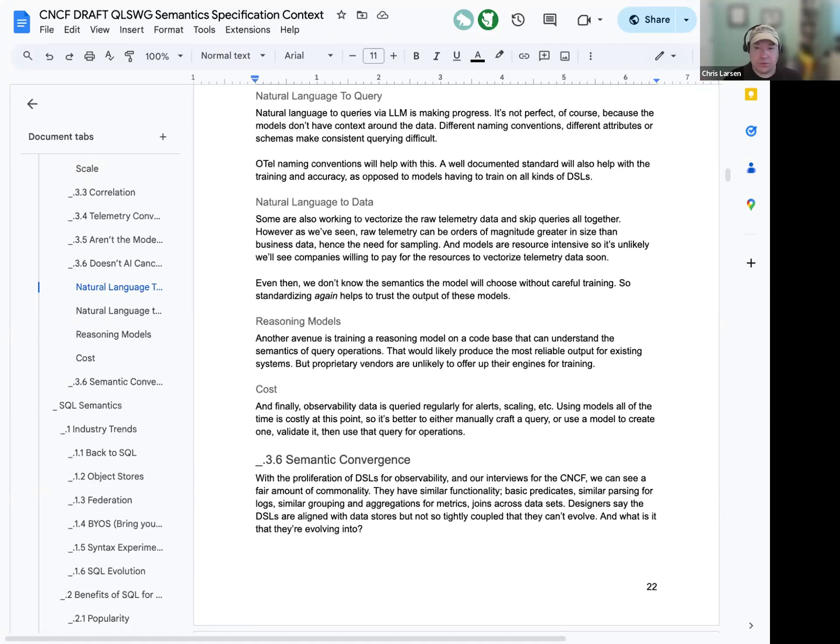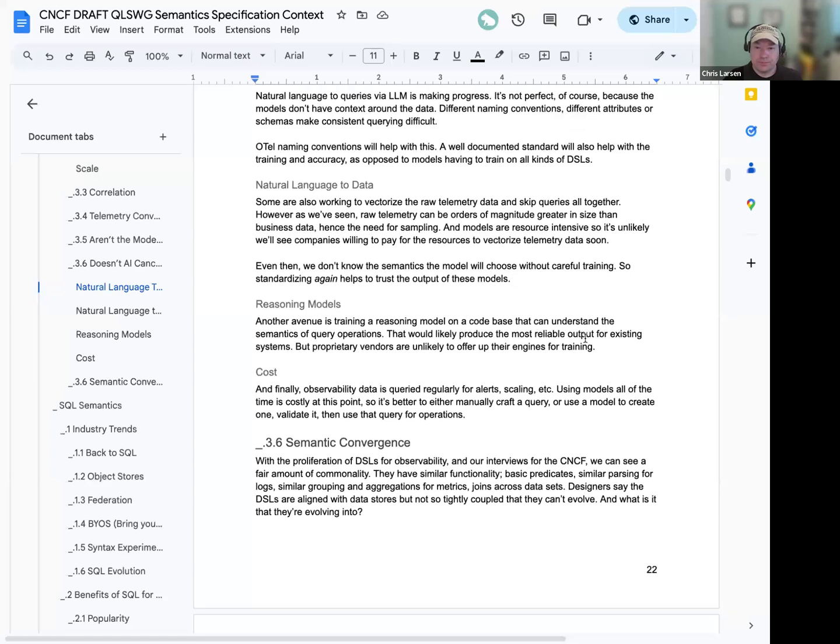And there's also the case that proprietary vendors may not want to offer up their data sets or code to the models that are used. And then again, for cost, it's still really expensive to query all of this data to have an ML or large model of some kind generating a query for constant queries like alerts. So you may use NL to craft a query and then paste it into some system that fires that query off more and more and more.